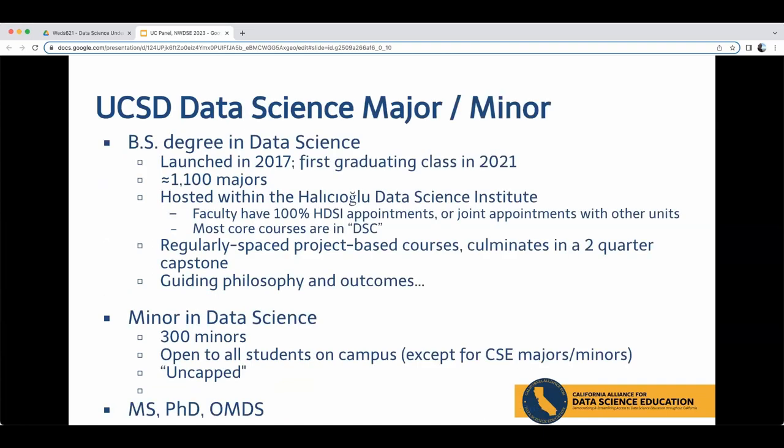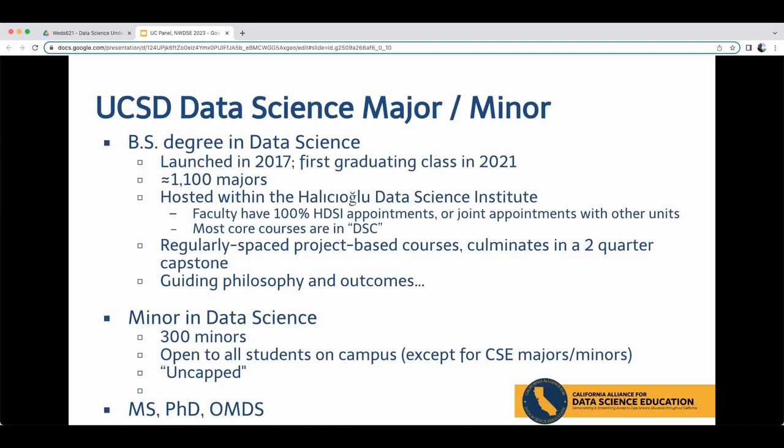Our major itself launched in 2017. Our first graduating class was in 2021. We have about 1,100 majors. It's hosted in the Eldridge Data Science Institute, which means that we have faculty who are 100% within the institute. We have, I think, 13 or 14 of them. But then we have a good number of faculty who have joint appointments in other departments.